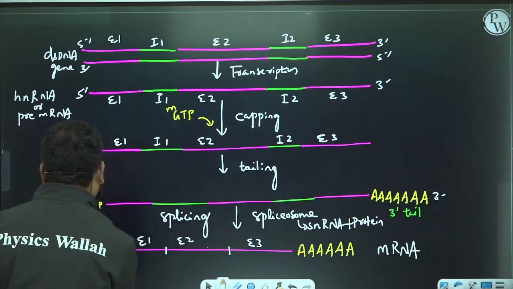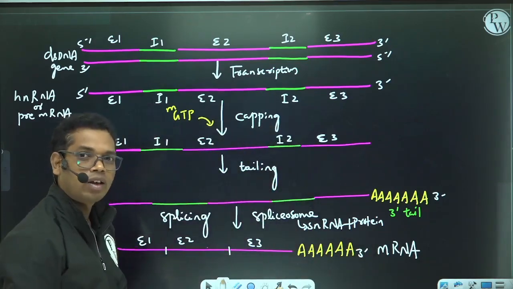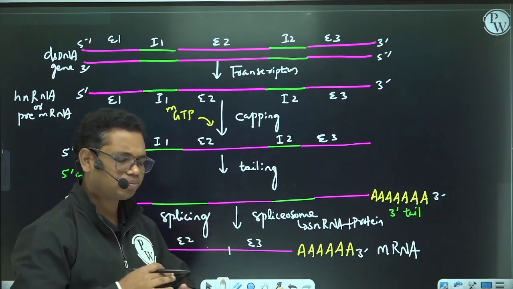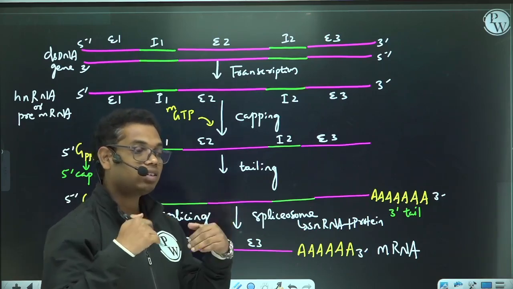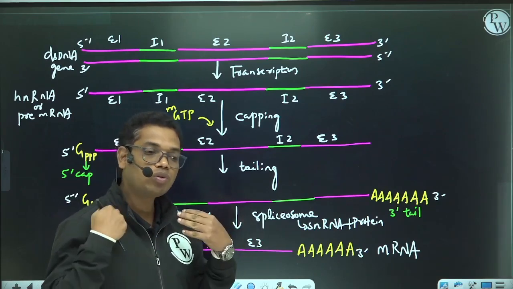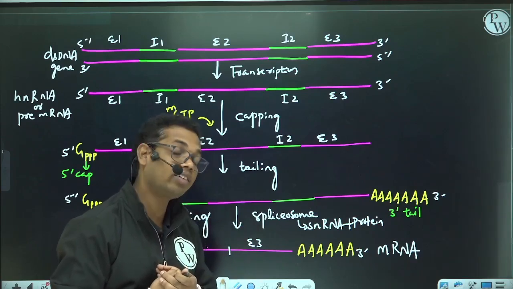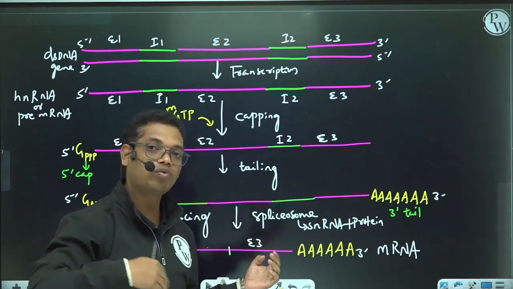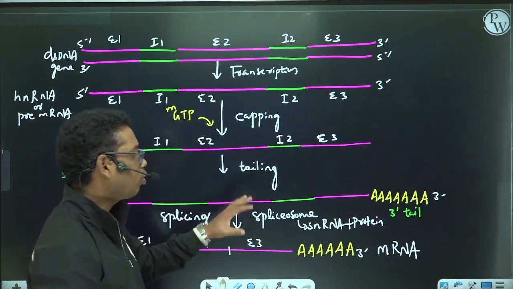So this will be the 5' end and this will be the 3' end. This is the 3' tail and this is the 5' cap. These components, the 5' cap and 3' tail, are non-coding, and they help the ribosome to translate more efficiently. They also provide more stability to the mRNA and help the mRNA get transported from the nucleus to the cytoplasm. So this is post-transcriptional modification.